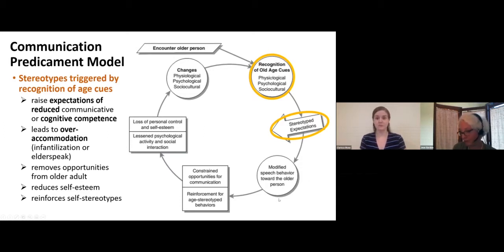When those modifications exceed what's needed for that particular individual, this is referred to as over-accommodation. And that can have a number of consequences, including reducing the self-esteem of the older adult and reinforcing self-stereotypes. So the older adult might begin to perceive herself as being older than she is. And that can negatively affect future interactions, and this leads to this kind of vicious circle shown here.